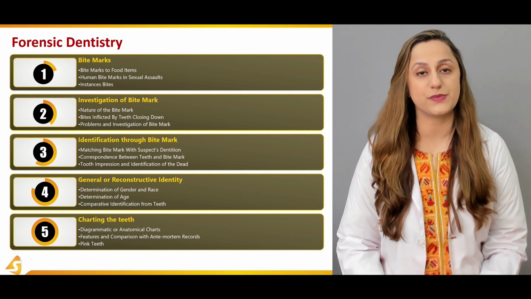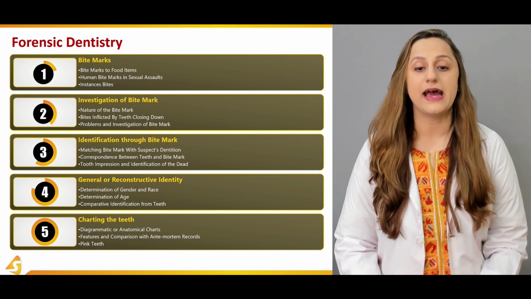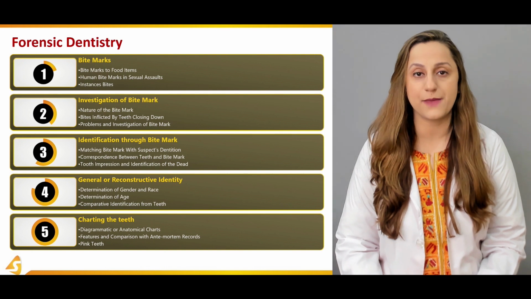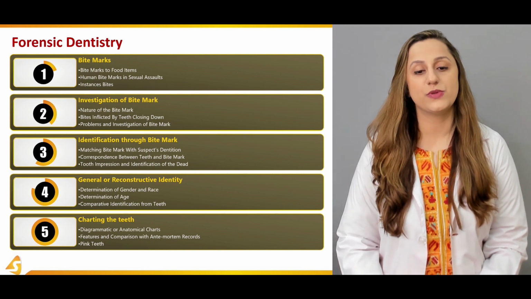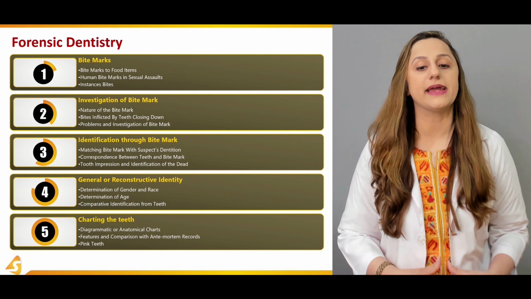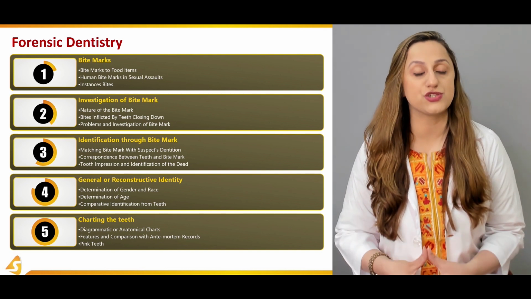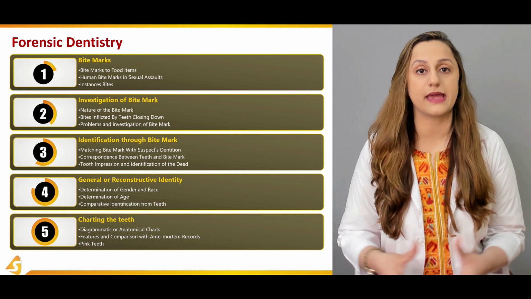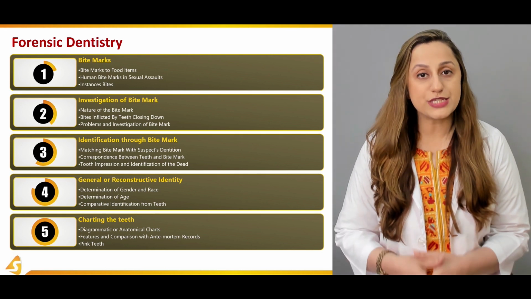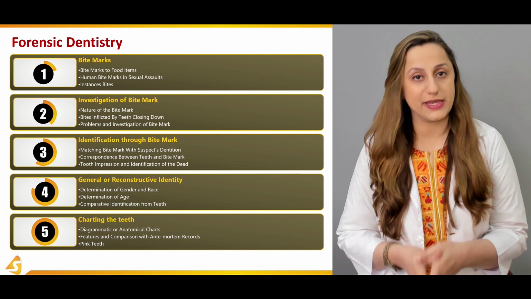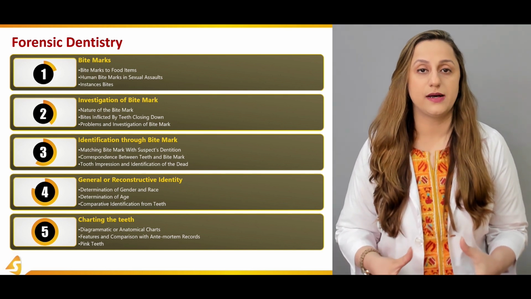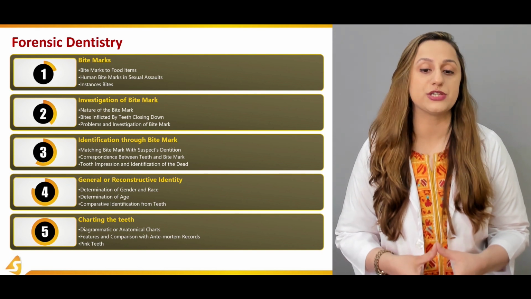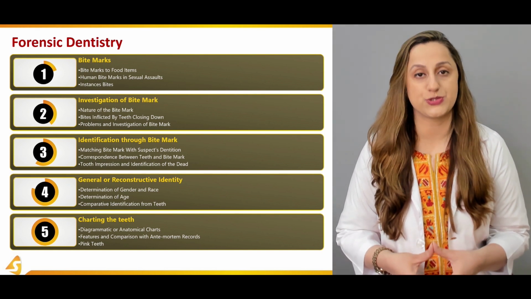In the third section, primarily, we'll be discussing identification through bite marks. Personal identification is the mainstay of forensic medicine. Matching the bite mark with the suspect's dentition is again very important, and this comparison is again very important over here. Correspondence between teeth and bite mark is carried out under scientific methodologies, and the tooth impression and identification of the dead is also taken.